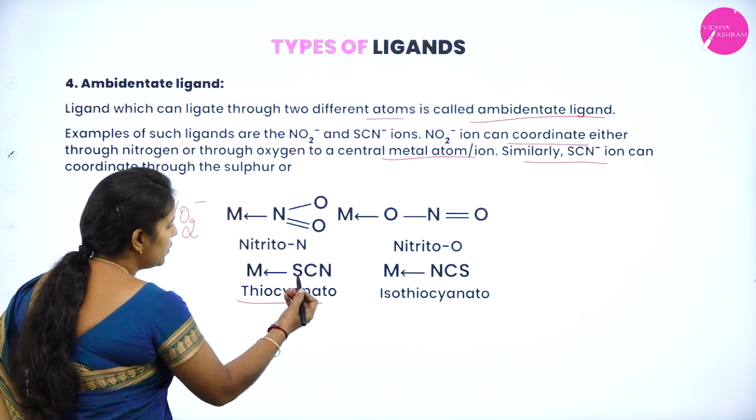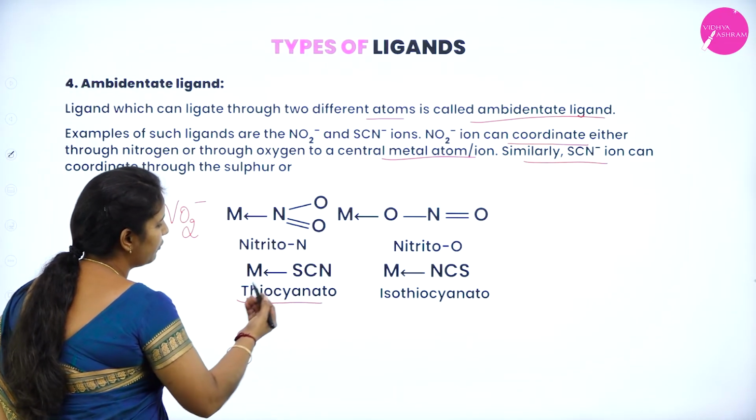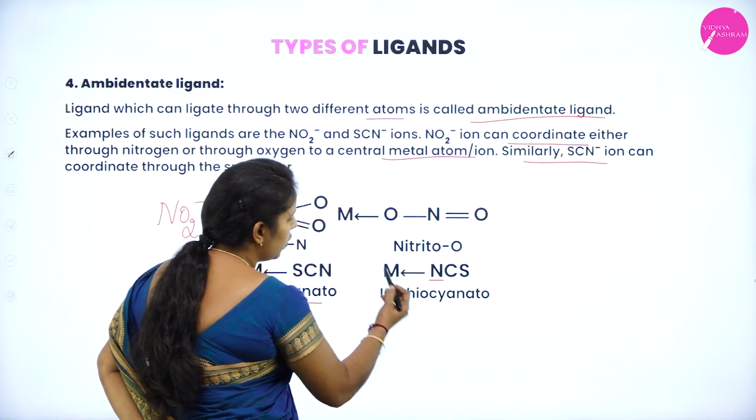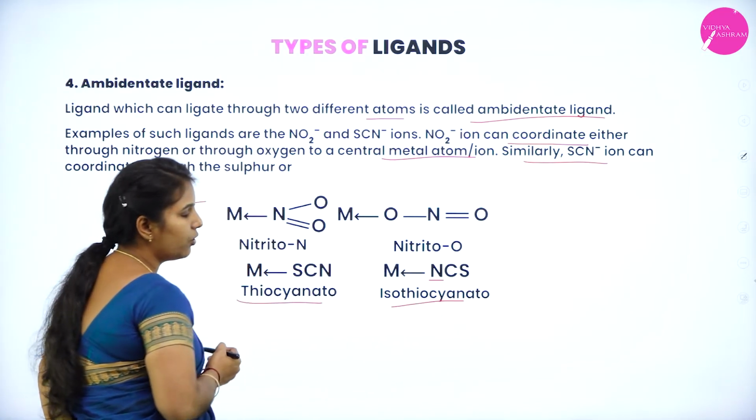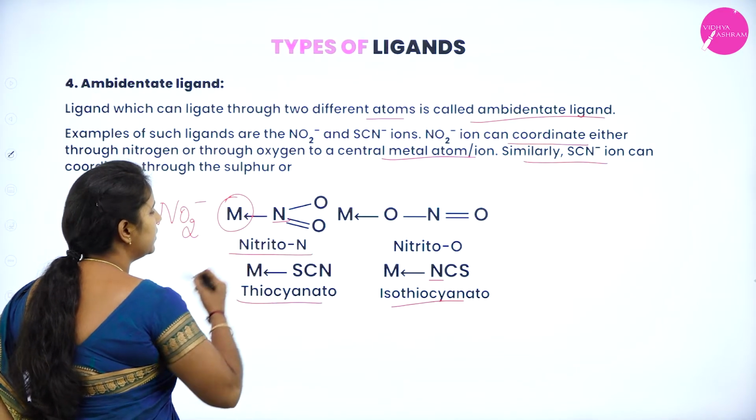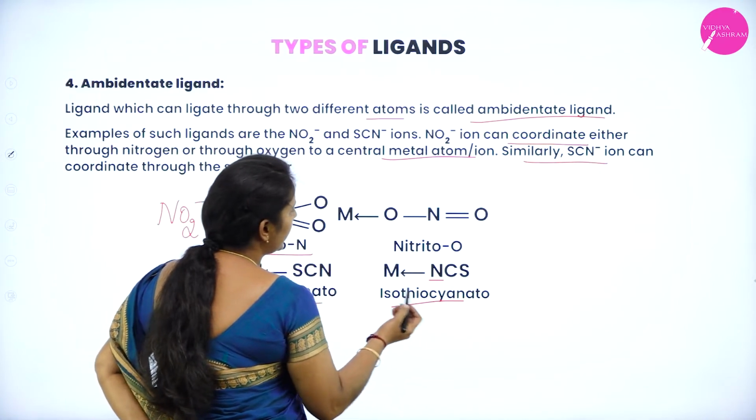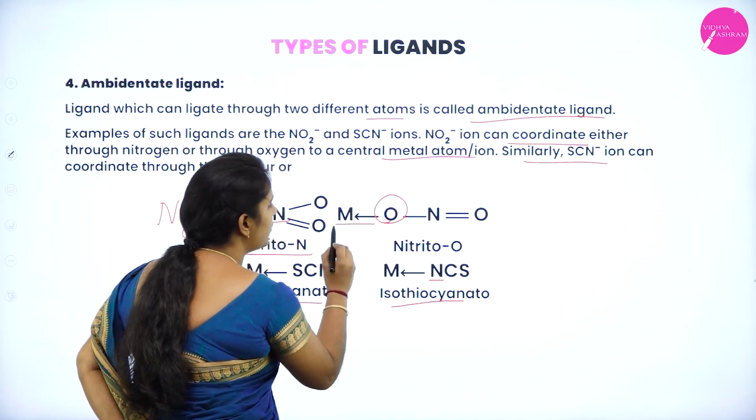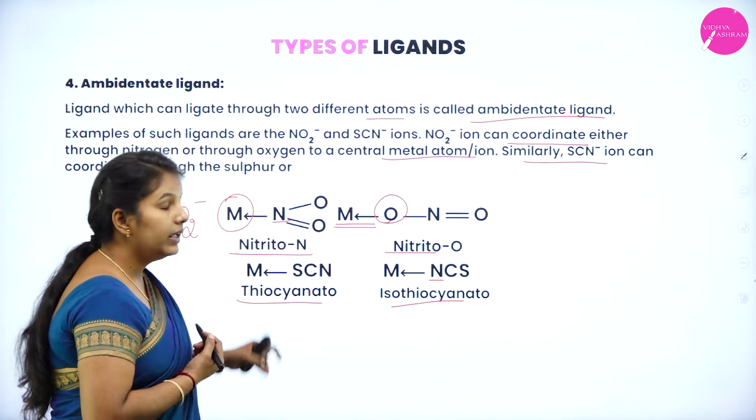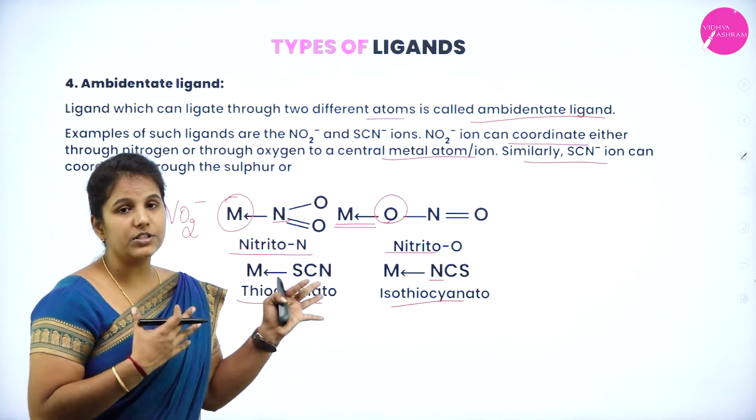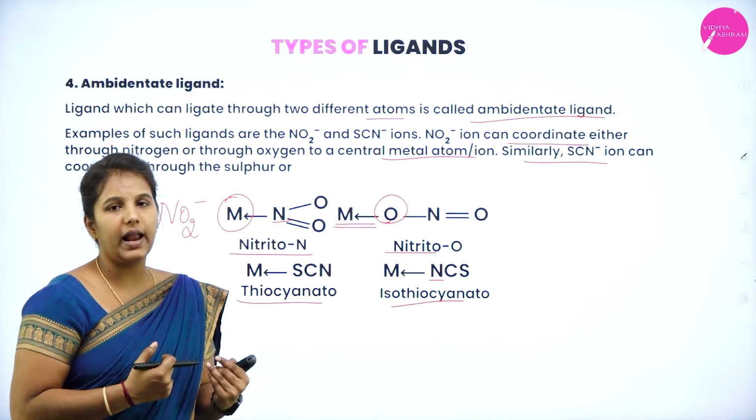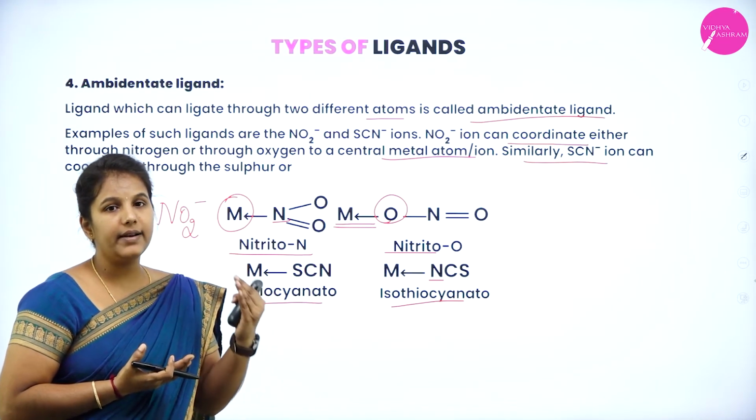You can see that here the S is bonded with the metal atom and forms a thiocyanato complex. Similarly, nitrogen is bonded to the metal atom and forms isothiocyanato. Here also, nitrogen is bonded to the metal and forms nitrito nitrogen. Here oxygen is bonded with the central metal atom and hence it is nitrito oxygen. This indicates that even though the ligand consists of 2 different atoms, it can bind with the central metal atom, hence it is an ambidentate ligand.